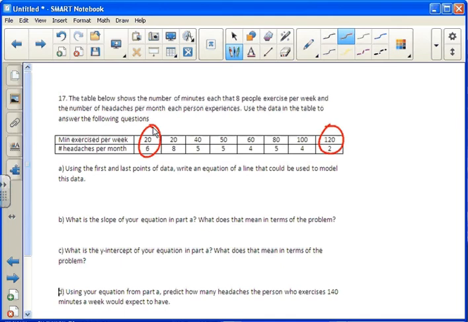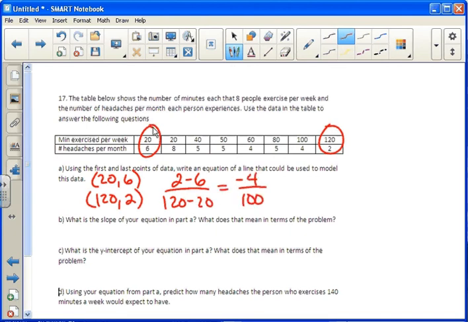So I've got the points 26 and 122, and I need to find the slope. So I get 2 minus 6 over 120 minus 20. That gives me negative 4 over 100. So you can leave it like that, or actually reduce to negative 1 over 25. So that's our slope.